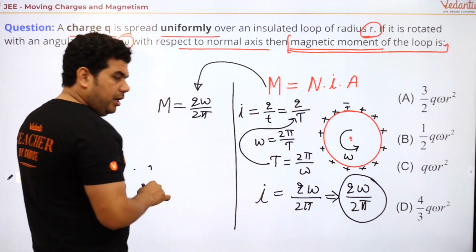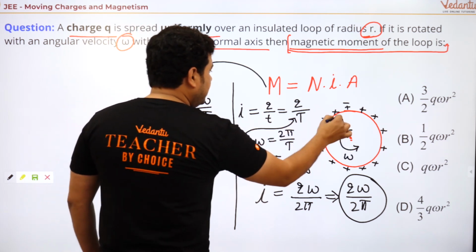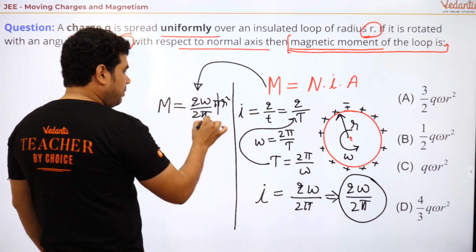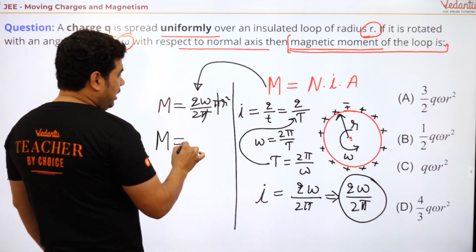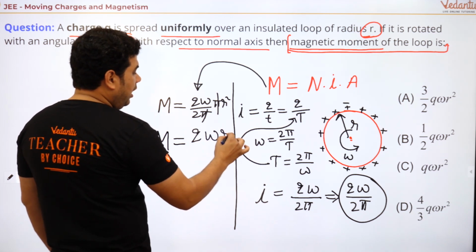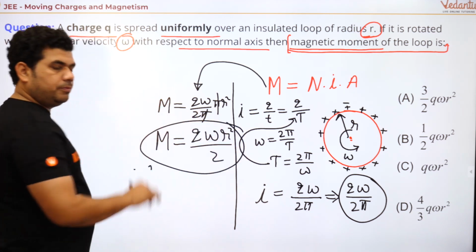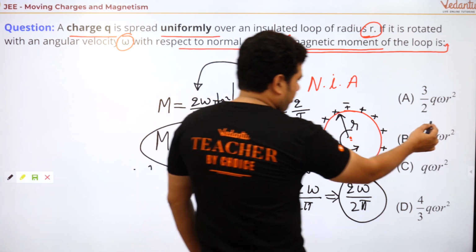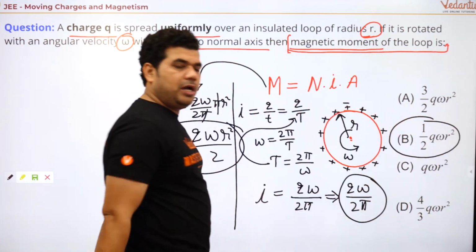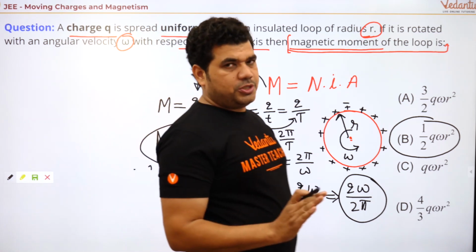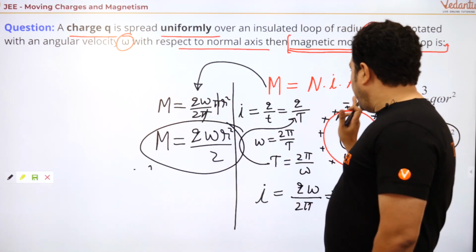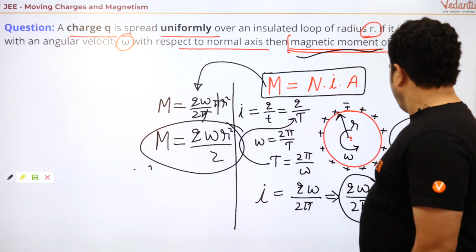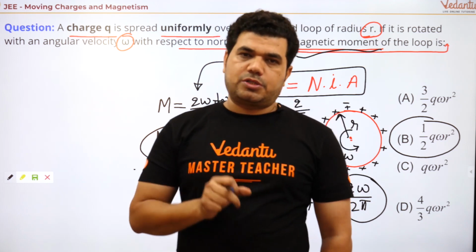And multiplied by A. What is A? A is the circular loop, radius is supposed to be R, so area is pi R square. This pi will be cancelled out. So the magnetic moment that we have is Q omega R square by 2. Right? Now we have a very easy going question, and that option is half Q omega R square. So the correct option is B, and the magnetic moment, what the question asks? Magnetic moment of the loop is half Q omega R square.